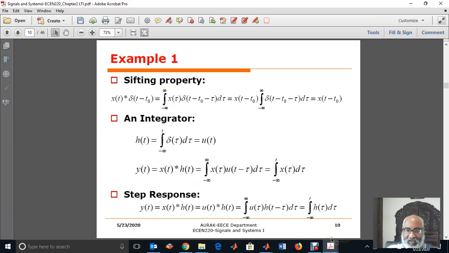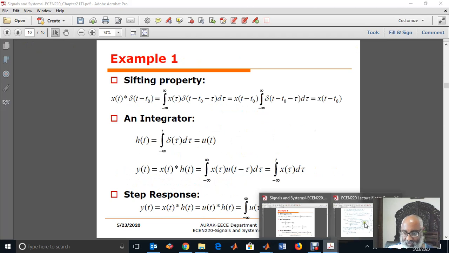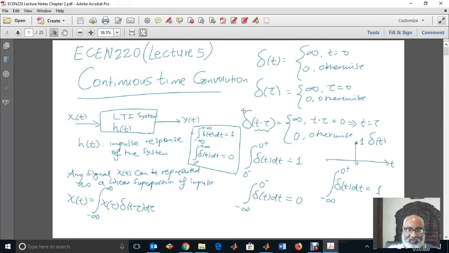Now we do some examples. Let's go to the additional class notes, lecture notes. This is all we discussed already. If I have h of t now, we discussed the impulse.